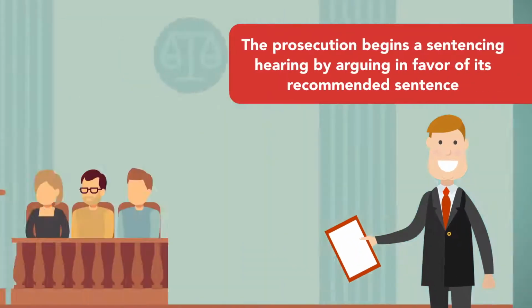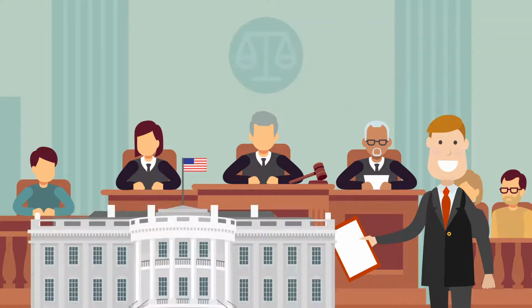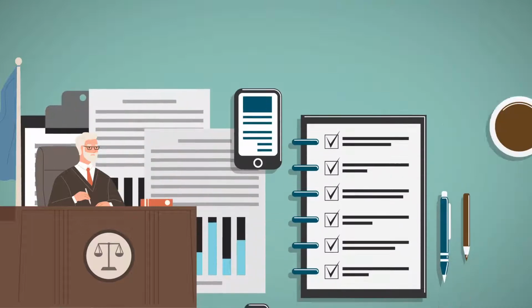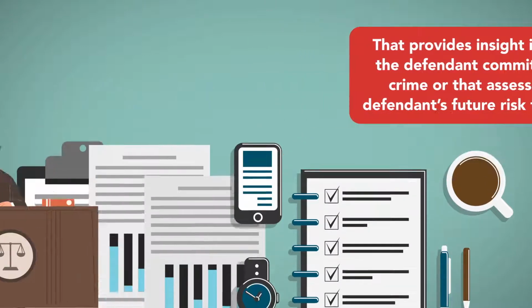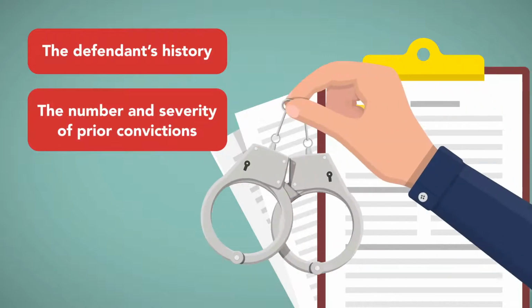The prosecution begins a sentencing hearing by arguing in favor of its recommended sentence. The prosecution represents the government and recommends a sentence designed to punish the defendant and protect the public. The sentencing judge may consider any information the prosecution offers that provides insight into why the defendant committed the crime or that assesses the defendant's future risk to society. This may include the defendant's history and the number and severity of any prior criminal convictions.